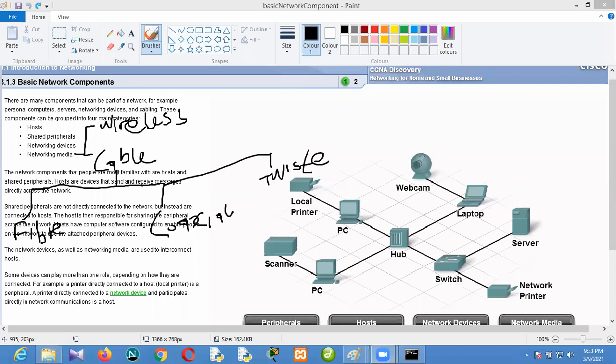Okay. So, like this webcam now, you know that this webcam would never work until it is powered from somewhere. You know that this printer will not work until it receives power from somewhere. The same thing with this scanner. Now, power over Ethernet.